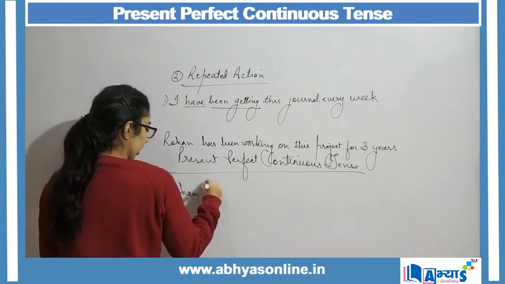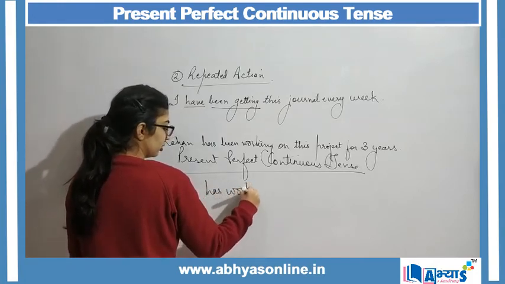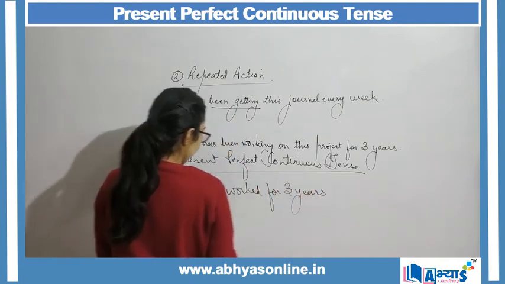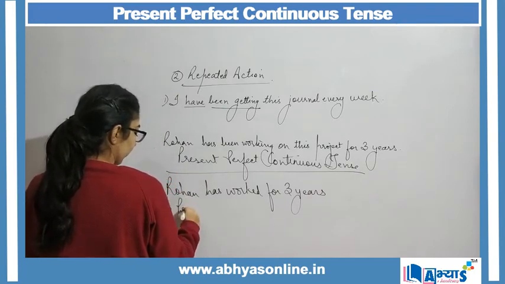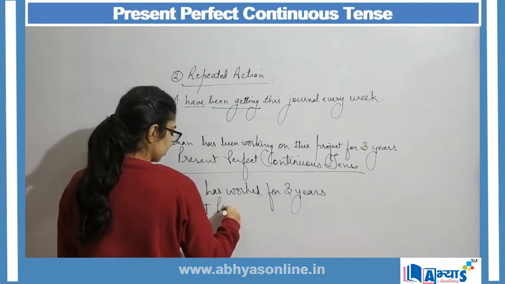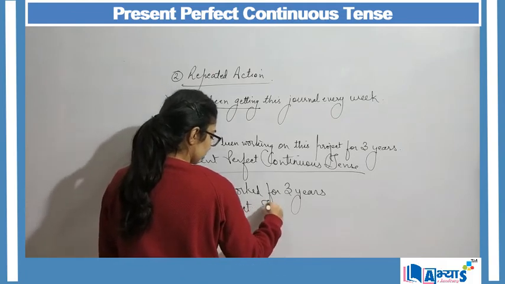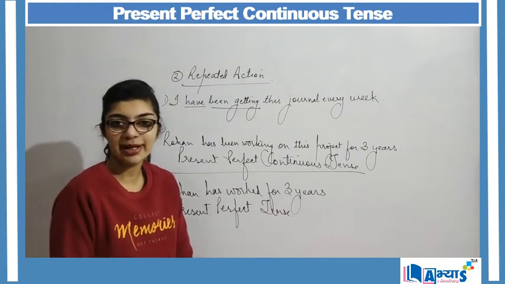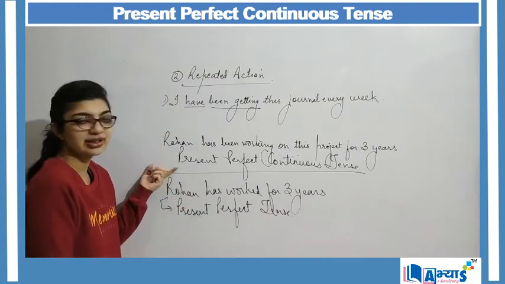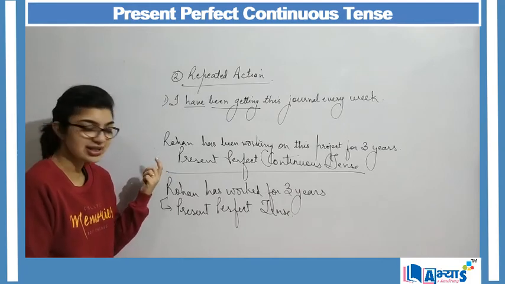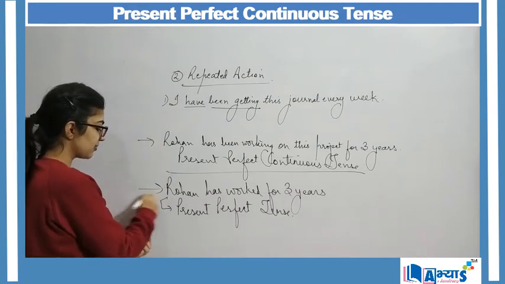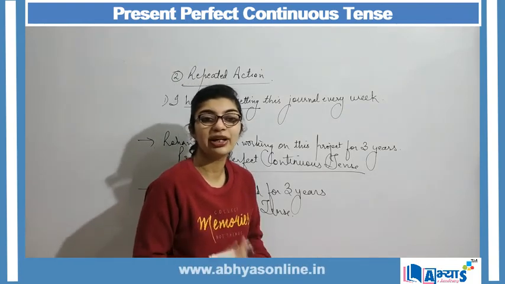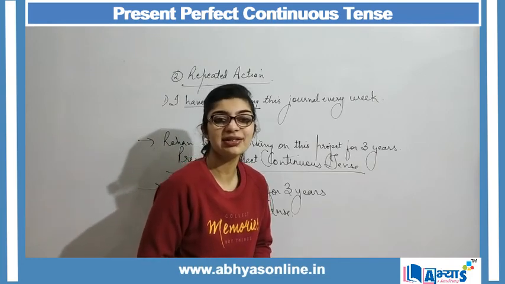The next I will say, Rohan has worked for 3 years. Now this is my present perfect tense. Now the meaning of both the sentences is the same. Just the thing is that this sentence represents the present perfect continuous tense and this sentence represents my present perfect tense. So in certain cases it is difficult to identify the two because the meaning is the same.